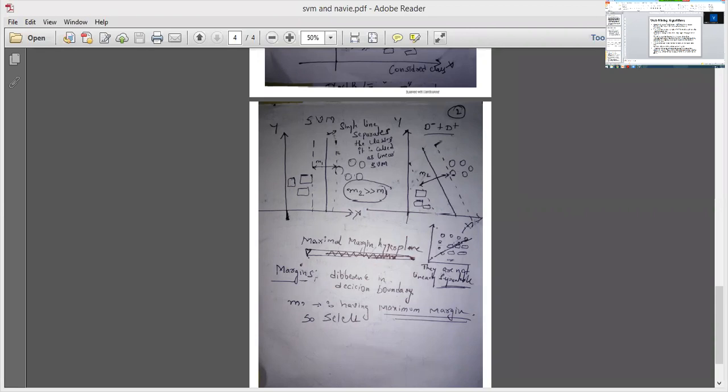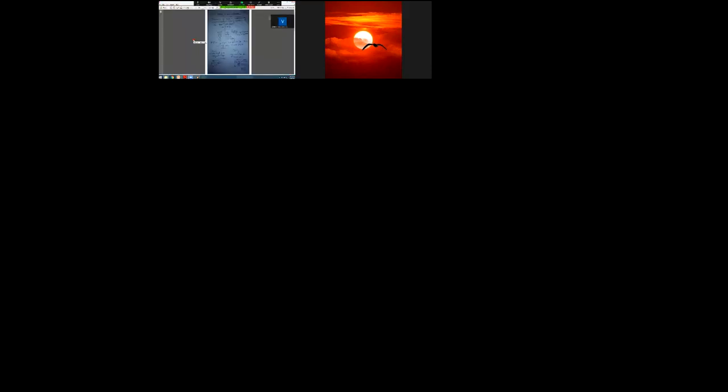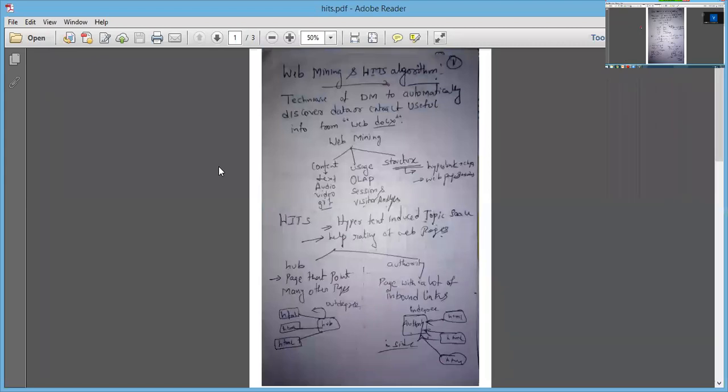Okay, so come back. Yeah, this is what I need to discuss. Let me share this screen. What is this web mining? It's a technique of data mining which automatically discovers or extracts the data from web documents. And whenever I say web documents, they will be present on web pages, maybe www pages.